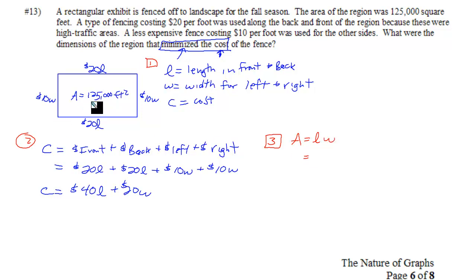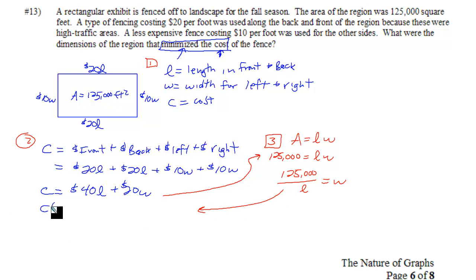The area of this rectangle is 125,000 square feet. We can get L or W by itself. This is called solving by substitution. It's a system of equations. So I was on this step here, I got stuck, and I went over here, and now I'm unstuck and I'm coming back. I'm going to replace in this problem all of my W's with L's.